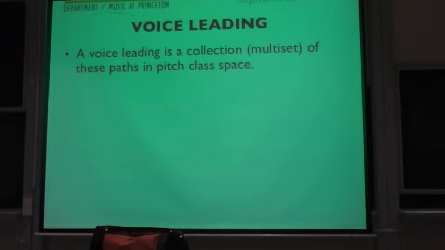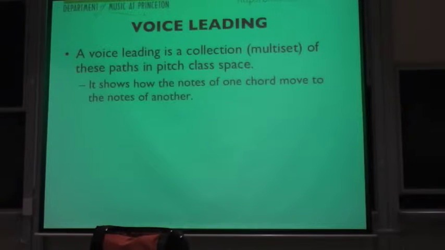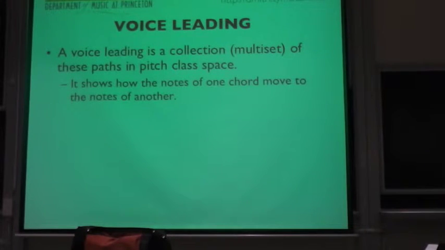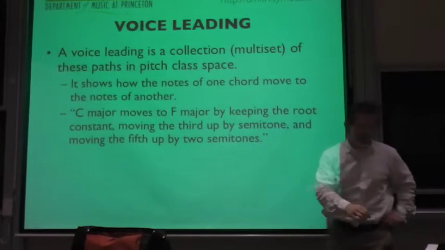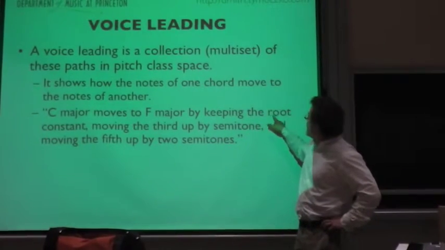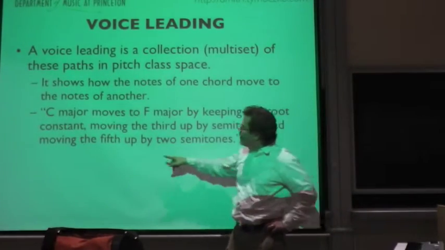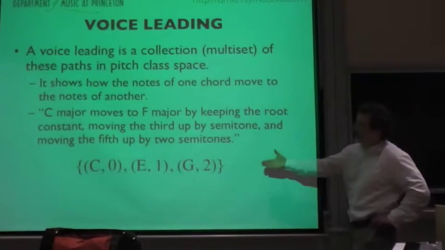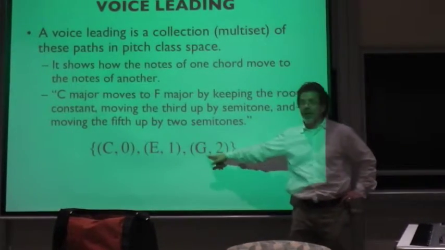A voice leading is just a collection, a multi-set, of these paths in pitch class space. And what it does is it shows how the notes of one chord move to the notes of the other. So a voice leading, this is my definition, tells you that you can move from, say, the C major chord to the F major chord by keeping the roots, keeping C constant, moving E up by semitone, 1 piano key, and moving G up by 2 piano keys. Okay? And so we can represent it as a multi-set like this: C moves by 0, E moves by positive 1, G moves by 2.